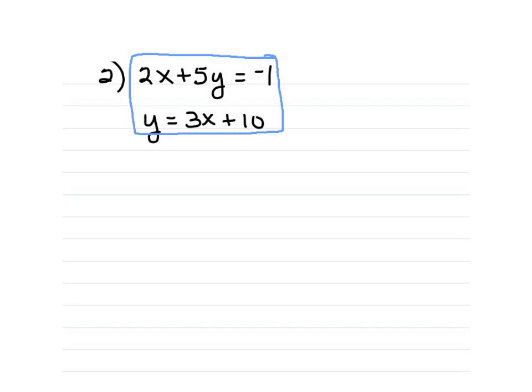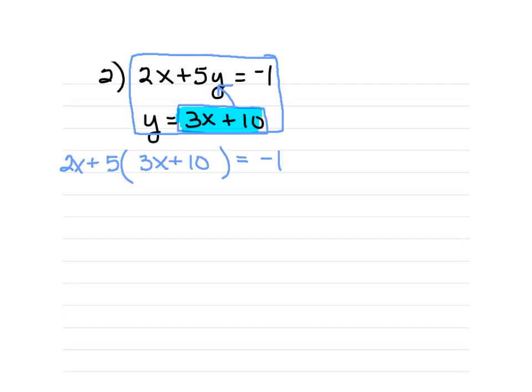And in this case, we have y equals. So we know that y equals this expression. We can use substitution. We can take that expression and substitute it for y right there. So that's where we're going to start. 2x plus 5 times this expression, 3x plus 10, is equal to negative 1.